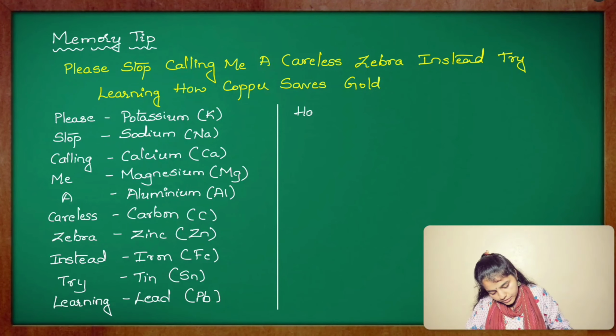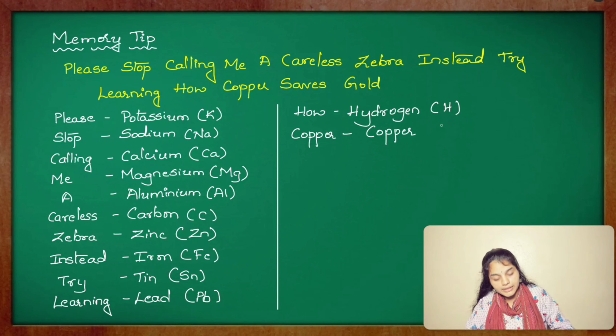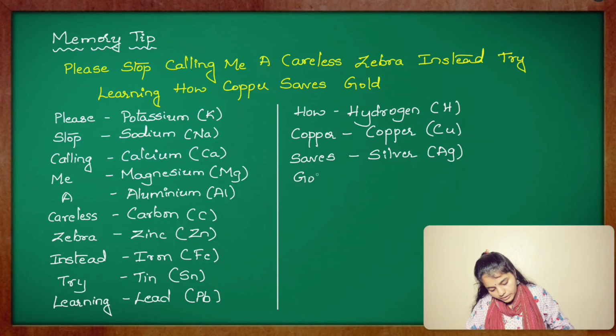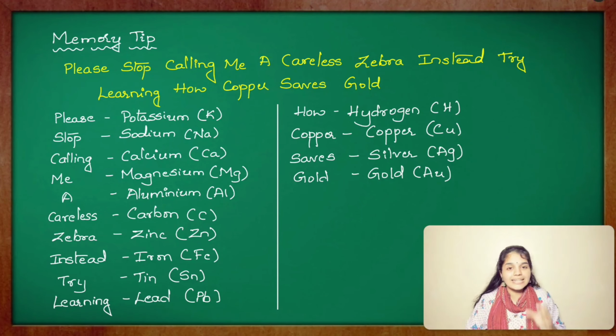How represents hydrogen. Symbol is H. Then we have copper, which represents copper only. Symbol is Cu. Then saves tells about silver. Symbol is Ag. Gold is gold. Symbol is Au. So using this memory tip, you can easily remember this reactivity series for metals.